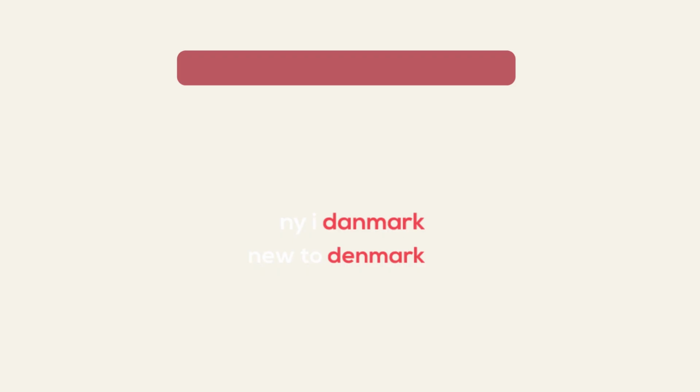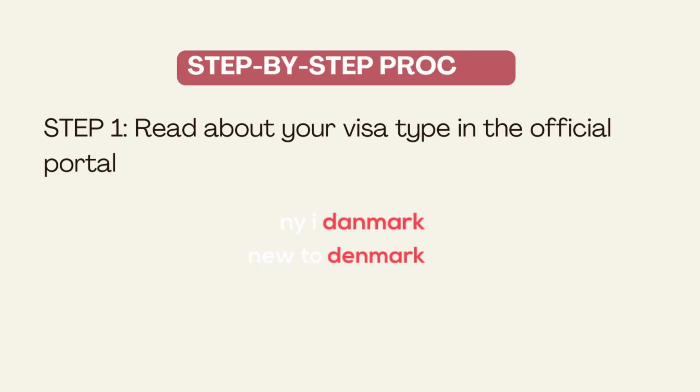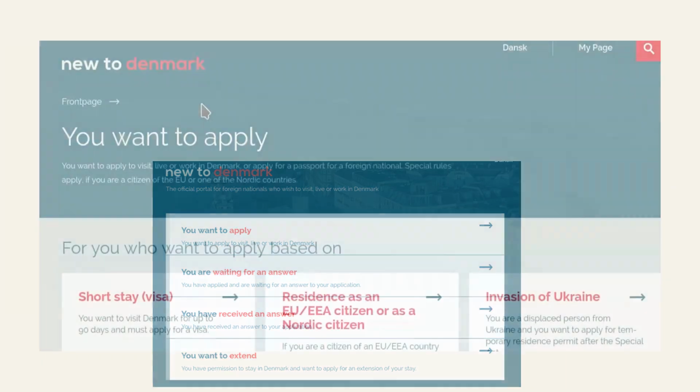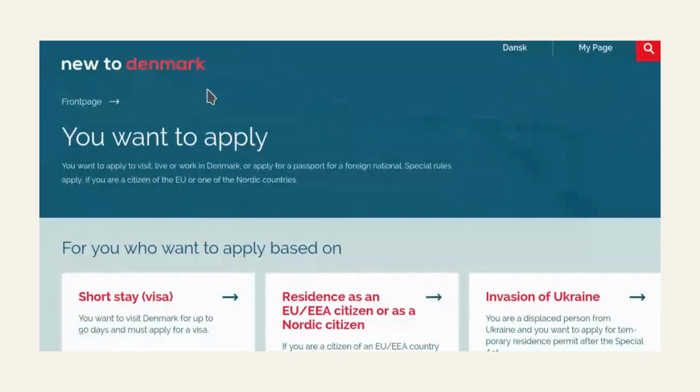So, here is the step-by-step process. For step 1, read about your visa type in the official portal. The official portal is NYE Denmark, or New to Denmark in English. You can see the link in the description box. This is where you can read about the official instructions from the Danish embassy.